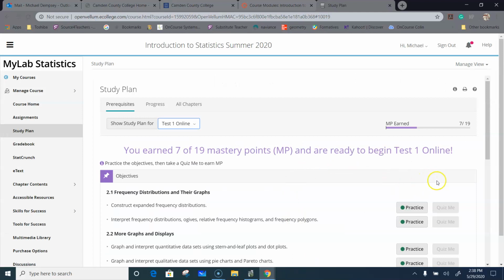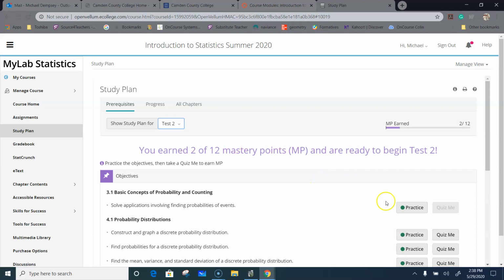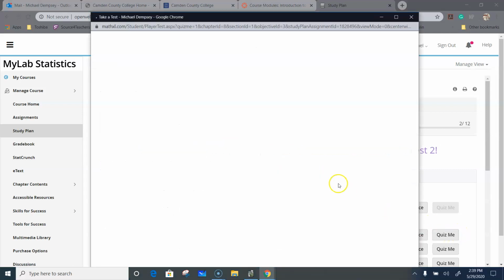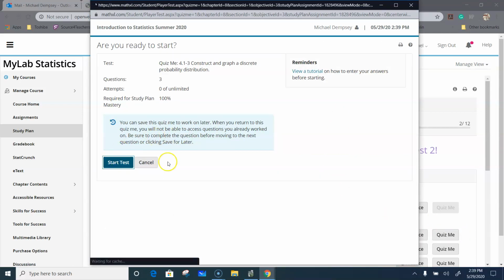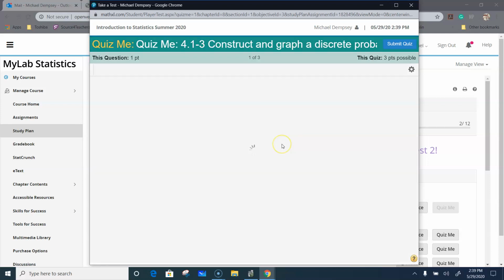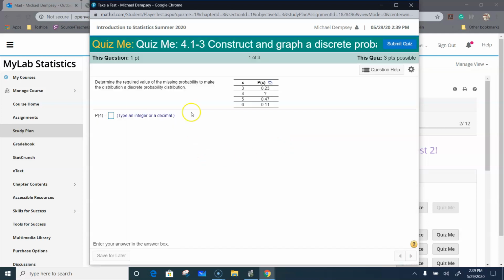Okay, so we have I want test 2, not test 1. And I'll go to the next Quiz Me. These are our more specific probability distributions. Okay, so here, what is the probability of 4? If this is a legitimate probability distribution, that means I have to subtract the rest of these from 1, and that will be the probability of 4.